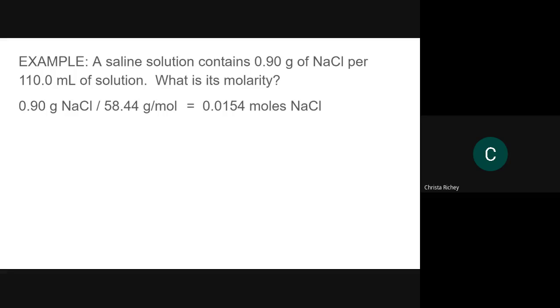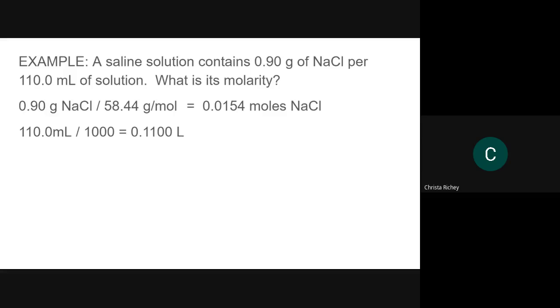I got a problem here too. It's not in liters. So I need to divide the milliliters by 1,000 to change it to liters. Or you can just move the decimal 3 to the left. It's the same thing. Now I can do my problem.